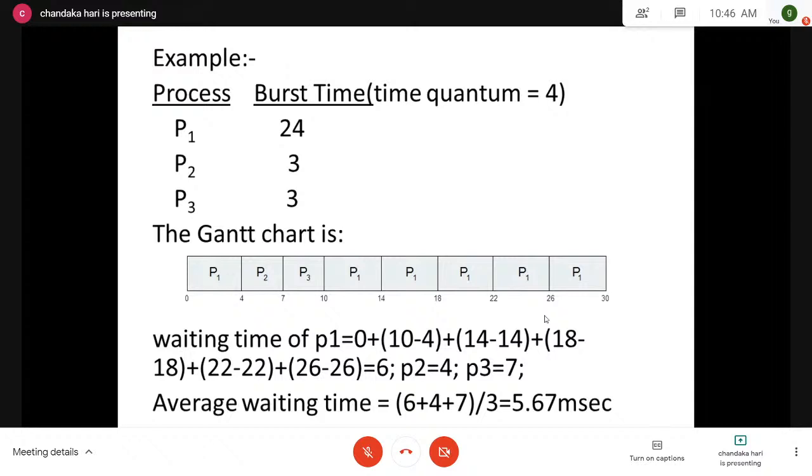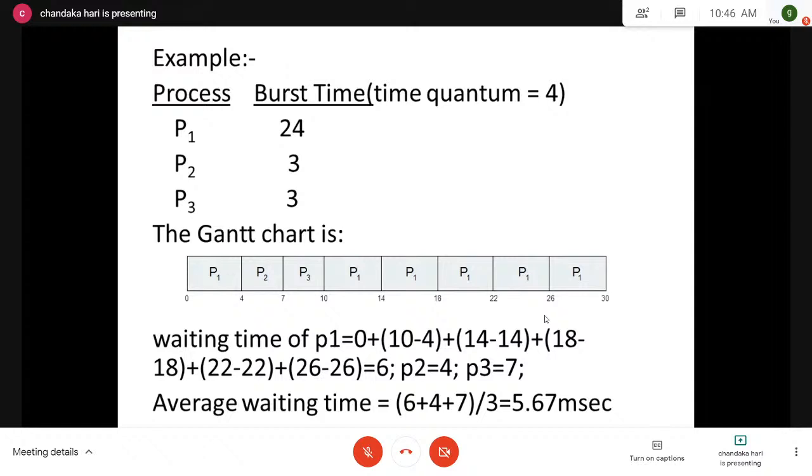Now we need to calculate the waiting time of each and every process. How do you calculate it? The waiting time of P1 at first is equal to 0. The next time P1 starts at 10. Earlier it had been stopped at 4. That is 10 minus 4, which is 6. And next one, 14.